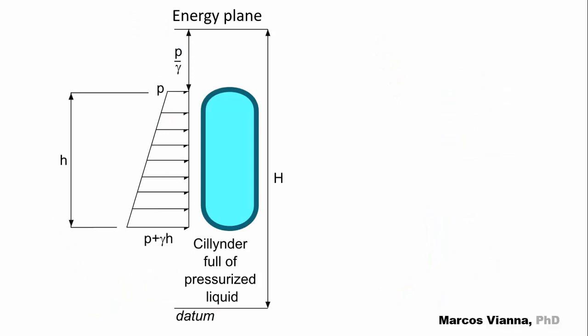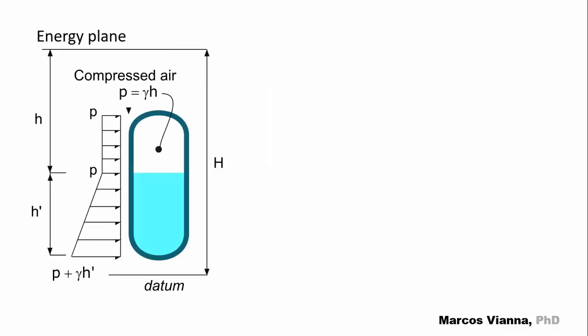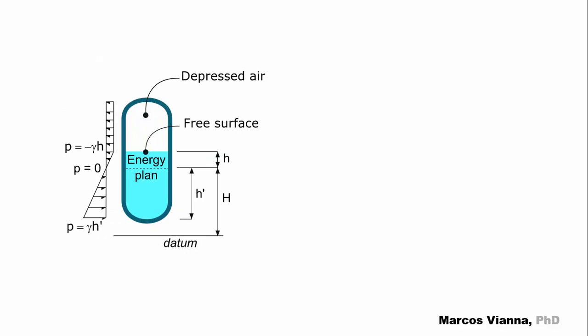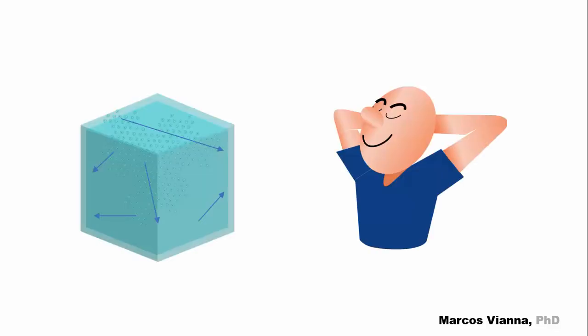Now we can see how to represent the energy plane and the pressure diagram in a cylinder containing a pressurized liquid, in a cylinder partially filled with liquid containing compressed air above it, and in a cylinder partially filled with liquid but where the air above is depressed. Alright, that's all for today. In the next video, we'll talk about what happens in the case of gases.